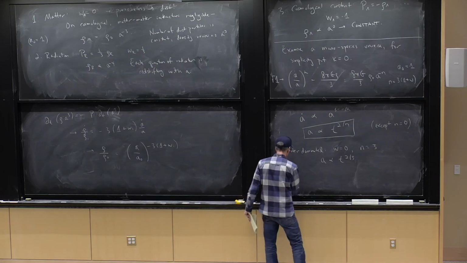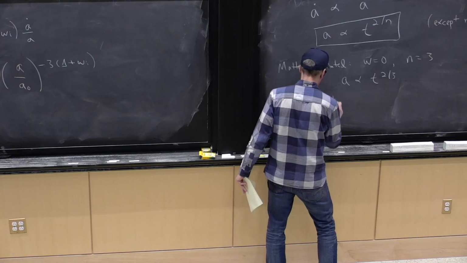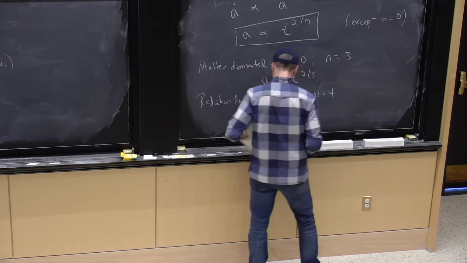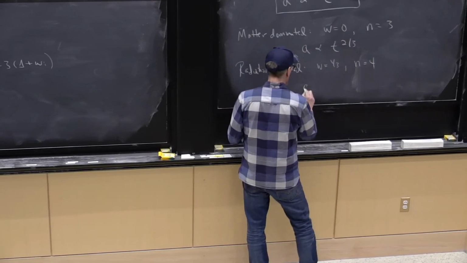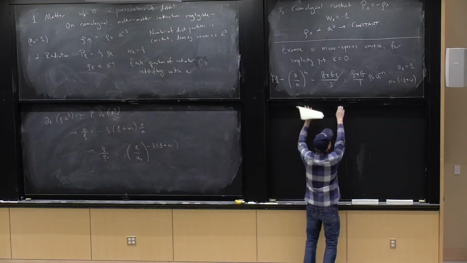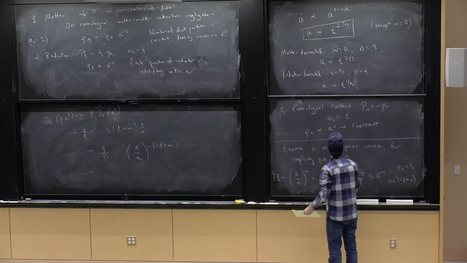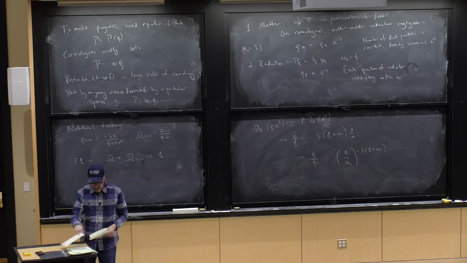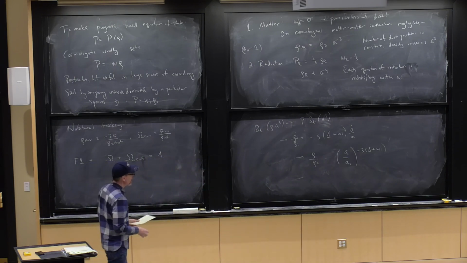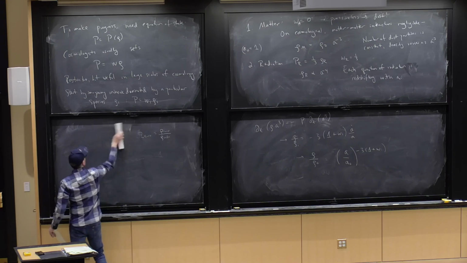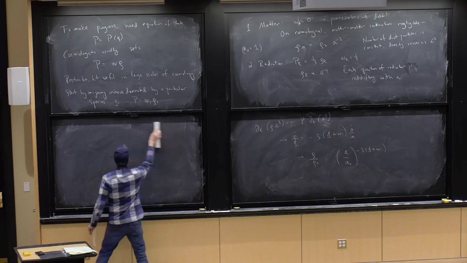A radiation-dominated universe: w equals 1/3, n equals 4. That is a universe that expands as the square root of t. What about my cosmological constant? Okay, well, that's a problem. n equals 0, and my solution doesn't work for that one.